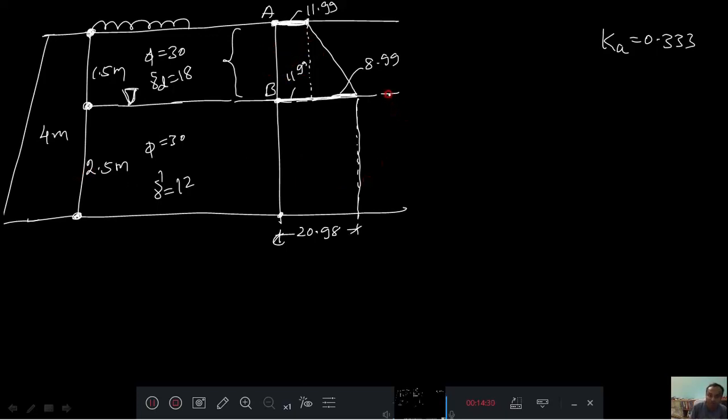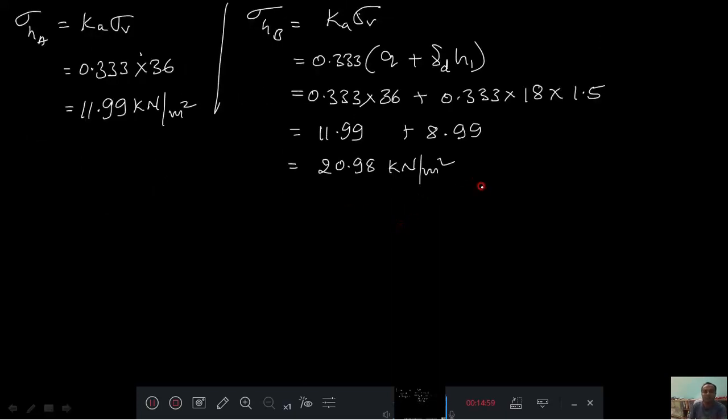Now I have to come to the bottom soil, and the bottom soil diagram will be like this. In the bottom soil there is a water table. Therefore, as I told you in the theory, whenever the water table is given, we need to make two things: one for the submerged soil and another for the water. I will write Ka into gamma dash into H2. That I will calculate here: sigma H at C point only because of submerged soil, that is Ka gamma dash into H2.